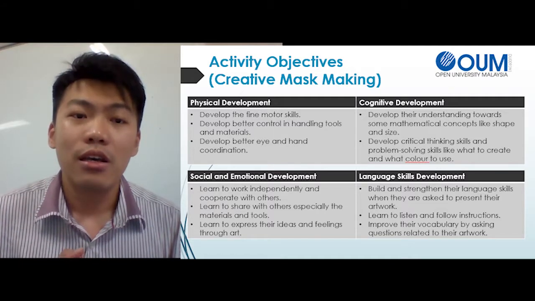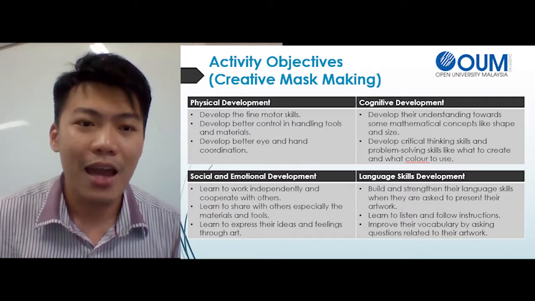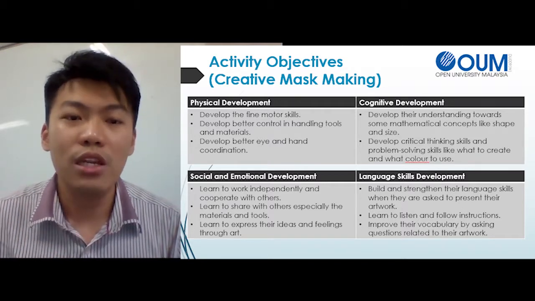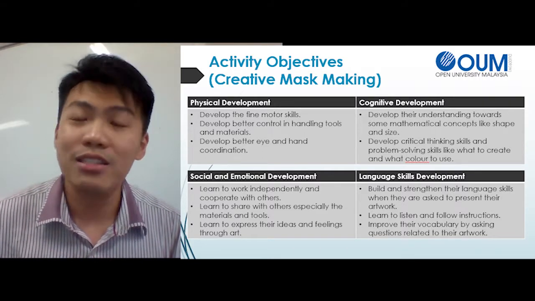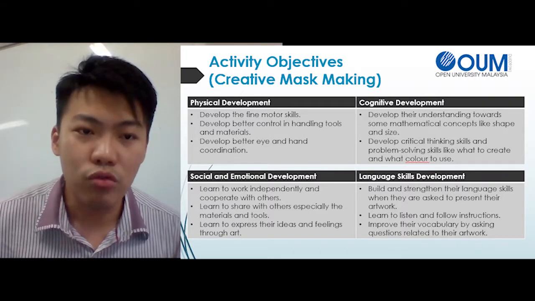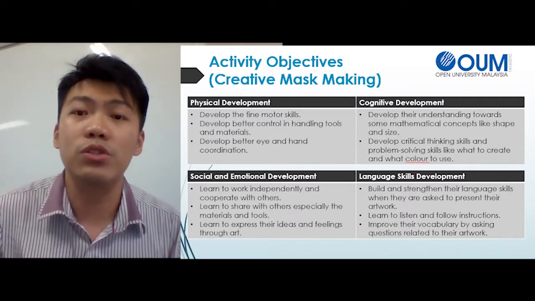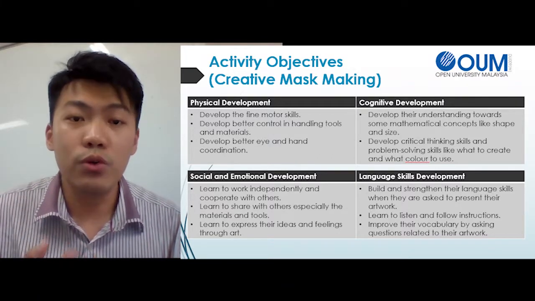Another objective will be the social emotional development of the children. Art activity lets them learn how to work independently and cooperate with others, learn to share with others, especially materials and tools, and also learn to express ideas and feelings, since some of the students are not good at expressing their ideas using words.